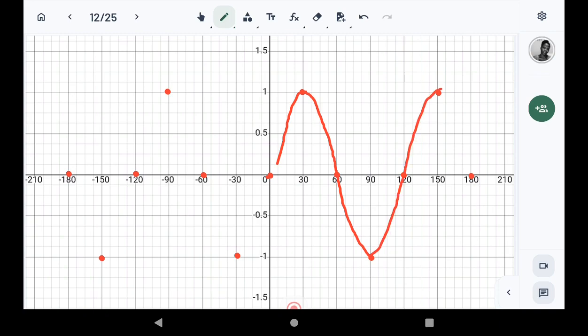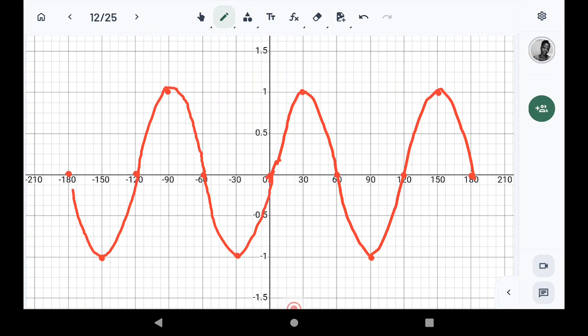There we join the points. Okay, let's fix that. On the left hand side, that's basically what the graph should look like. Now let's draw the next graph.